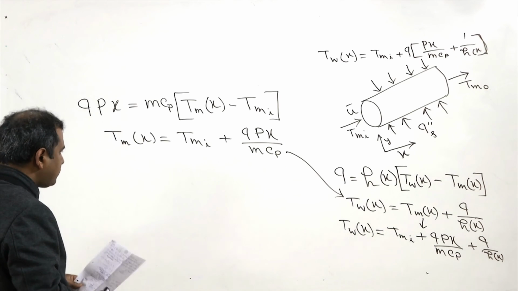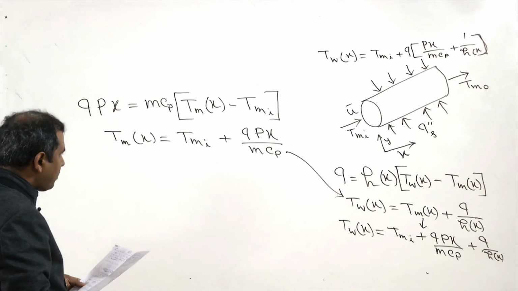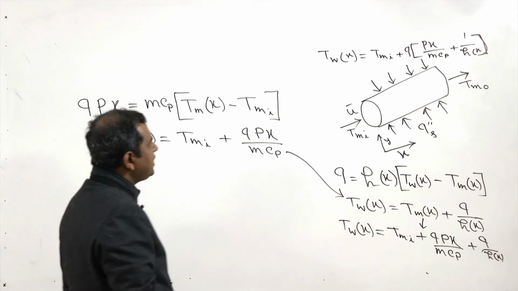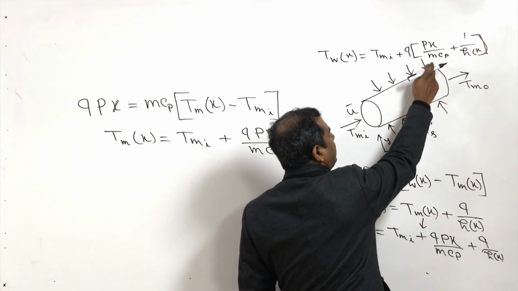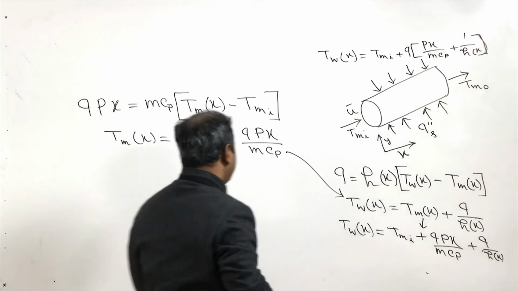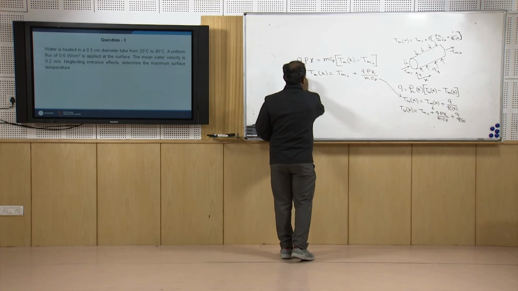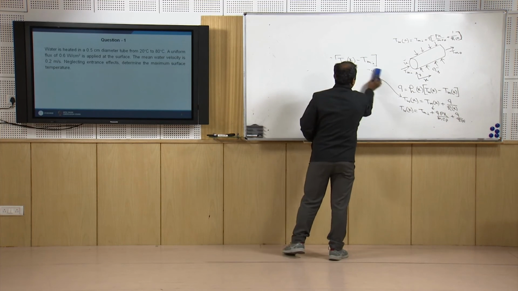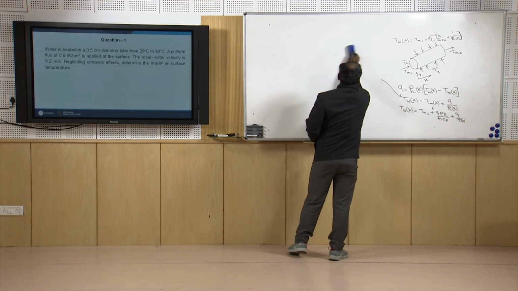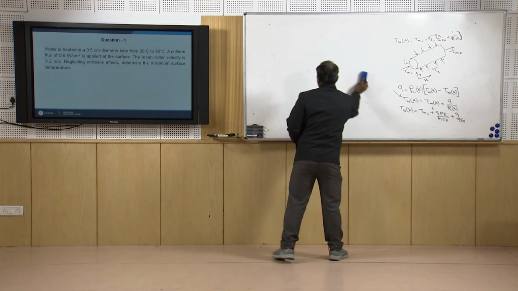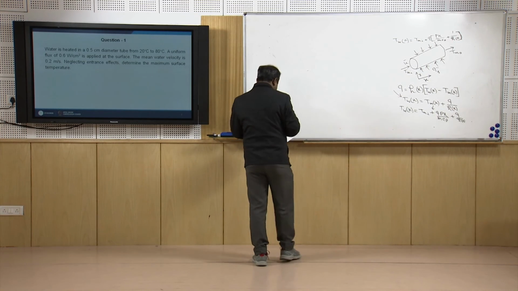So, we have to start with this one. In this problem, we first have to find the perimeter and the m for this tube. So, let me do that one over here. If we do that part, then we can simplify this equation further. Let me show you how we can do that.